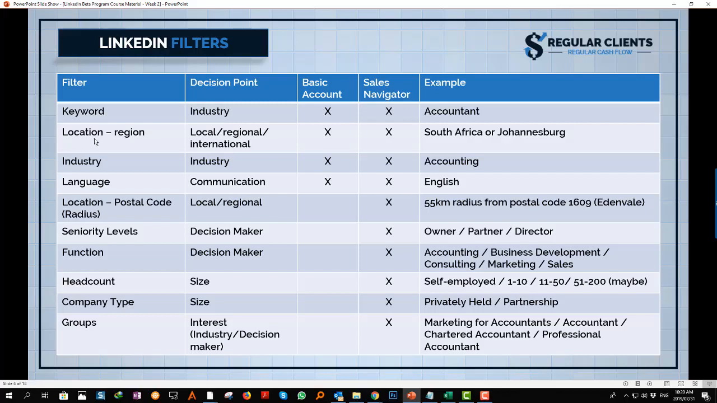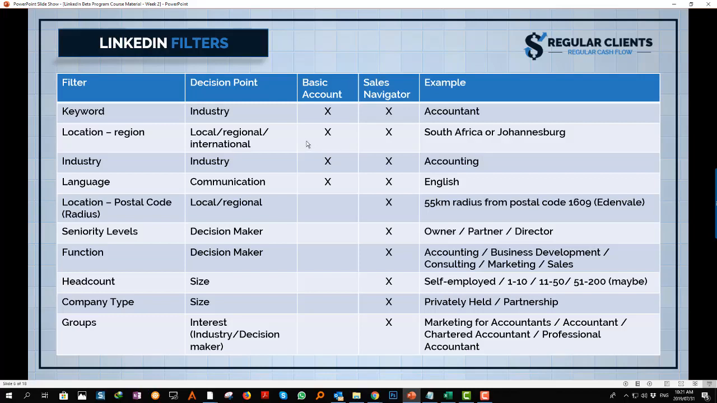Now, location, there's actually two different options for location. The one is, as you can see, region, and a little bit down is postal code. Postal code, as you can see over here, only comes with Sales Navigator. Okay, so everything else is fine. We have that in the basic account, but postal code is Sales Navigator. So region would be, as you can see, local, regional, international. So you could say South Africa, that obviously would be international. I might say Gauteng or Johannesburg. Or if I really wanted to get local, I might say Edenvale, for example, which is where I'm based.